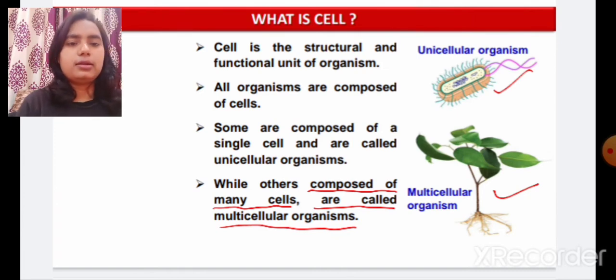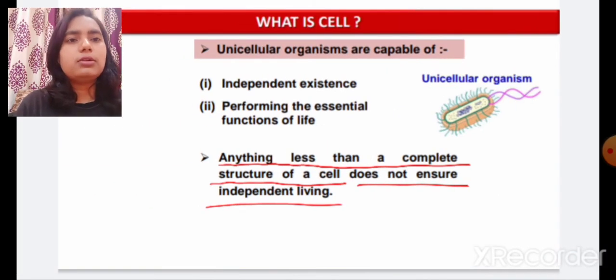Example is bacteria. Next is, others composed of many cells are called multicellular organisms. Example is higher plants. Next is, unicellular organisms are capable of performing all the essential functions of life by a single cell and show independent existence.